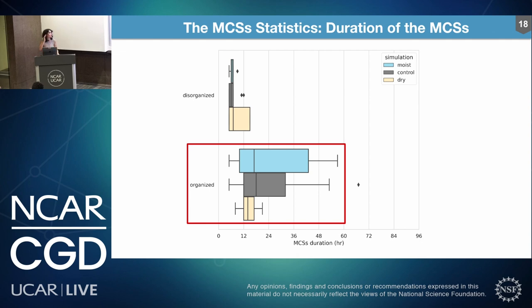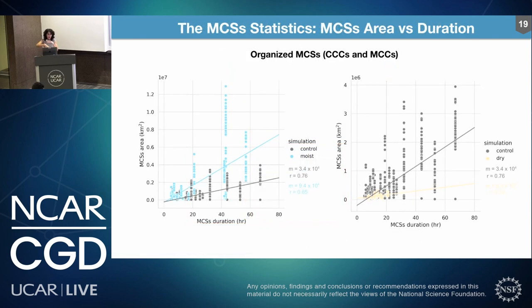But now if we look at the extreme values, the extremes of the whiskers, we see that the moist can have more extreme durations compared to the control. And lastly, I want to emphasize here in this scatter plot the MCS area.